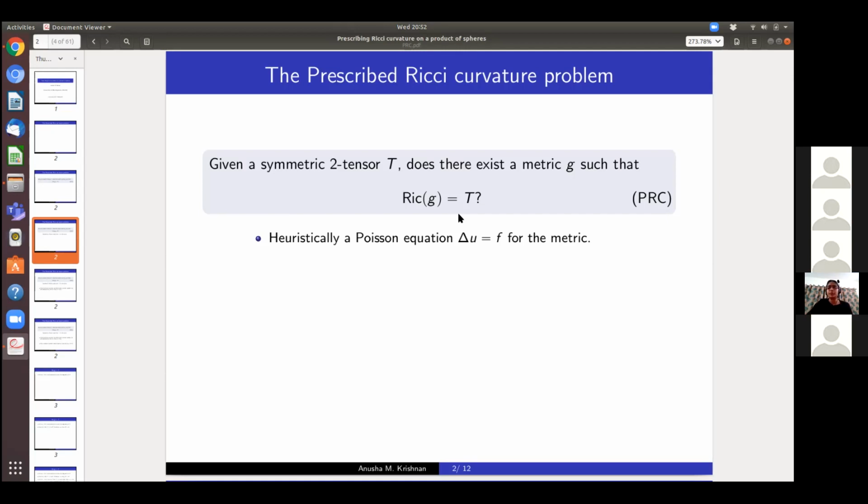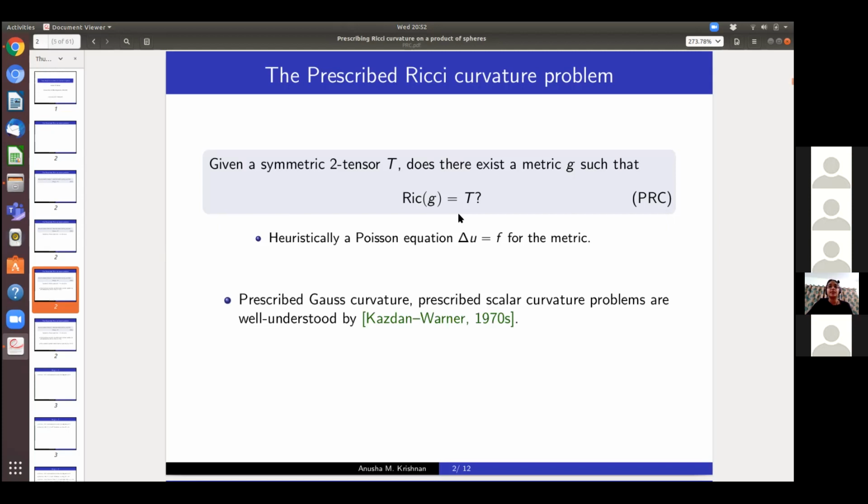Yeah, so I'll be talking about some history of this quite classical problem, followed by some recent work in the presence of symmetry. But first, just to contrast with the question of prescribing Gauss curvature or prescribing scalar curvature, these problems are very well understood, in fact, by work of Kazdan and Warner in the 70s. Here, of course, you're prescribing a scalar function, which is, while challenging, still perhaps easier than prescribing a Ricci tensor.